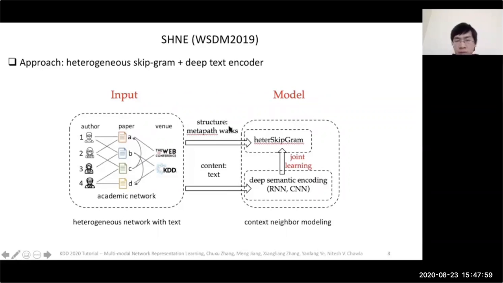And similar to metapath2vec, Zhang uses metapaths to capture the heterogeneous structure information in the heterogeneous network, then uses a heterogeneous skip-gram model to model such information. In addition, Zhang also considers the text information in the heterogeneous network through a deep semantic encoding function. Then Zhang performs joint optimization of the heterogeneous skip-gram model and the deep semantic encoding function.